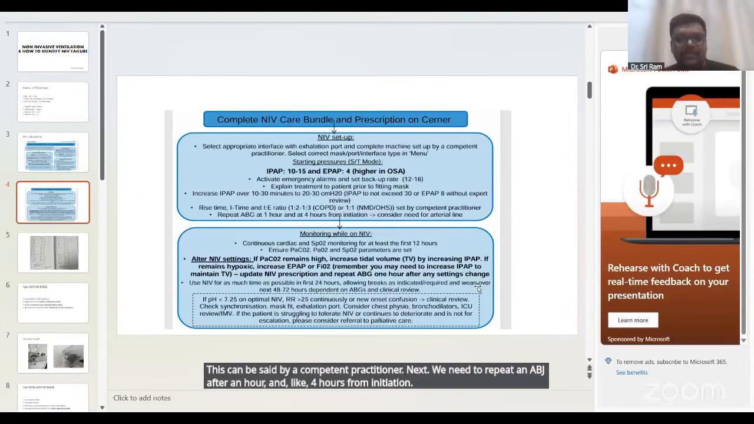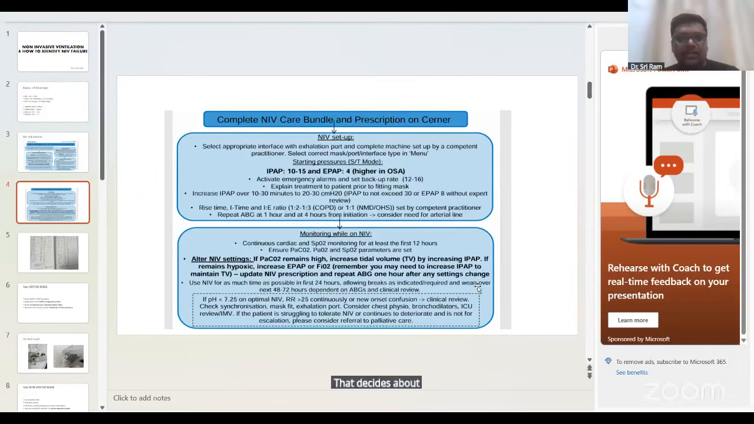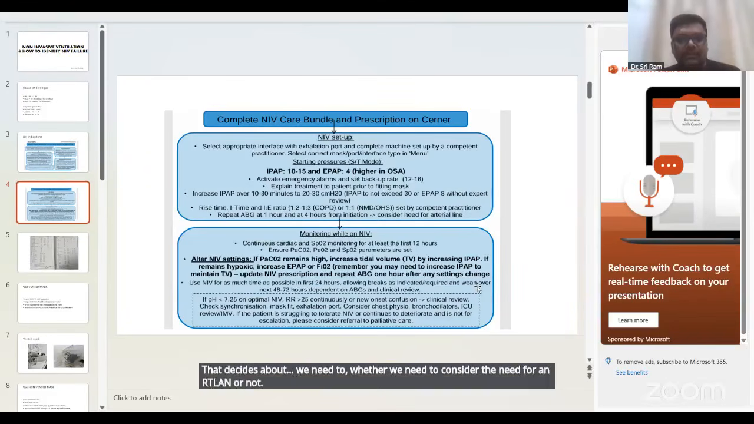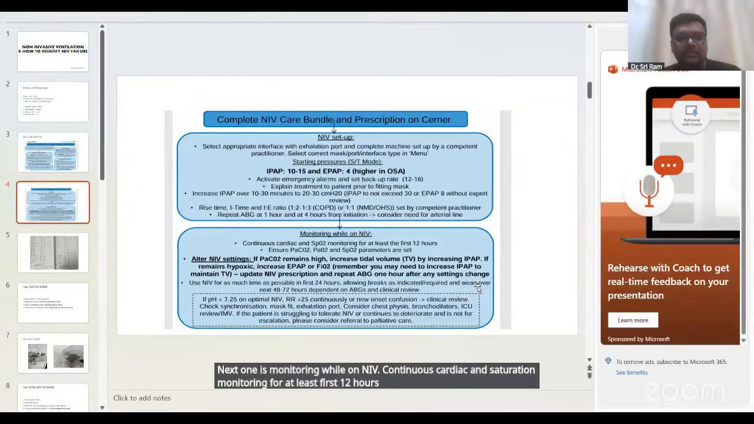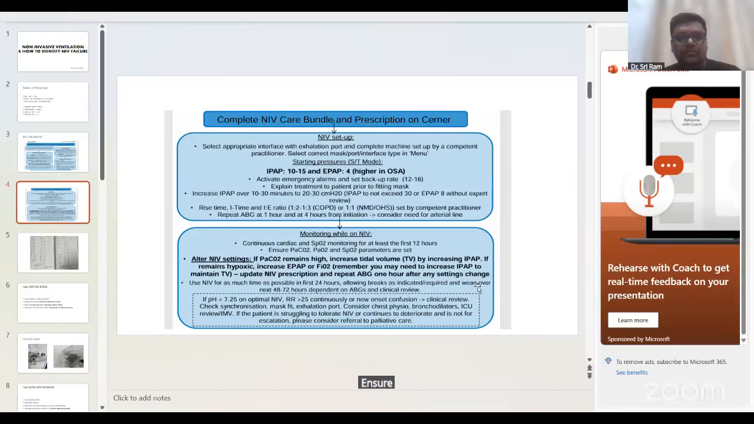That decides whether we need to consider the need for an arterial line or not. Next one is monitoring while on NIV. Continuous cardiac and saturation monitoring for at least the first 12 hours is a must. Ensure the PCO2 and PO2 saturation parameters are set. Alter the NIV settings as per the patient's condition. We need to alter it according to the physiology.